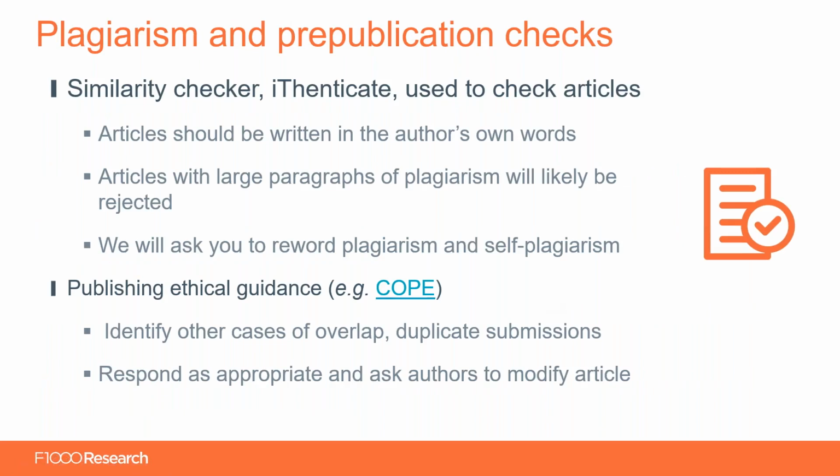So how do we go about this? How do we check for originality? We use Crossref's similarity checker, which is called Authenticate. We check that the article is written in the author's own words, and if the overlap is too extensive, the article will likely be rejected. But if most of the content is original with only minor overlaps, we'll ask the author to reword it before we can continue. And in any case, we follow ethical publishing guidelines and guidance such as the ones developed by COPE.